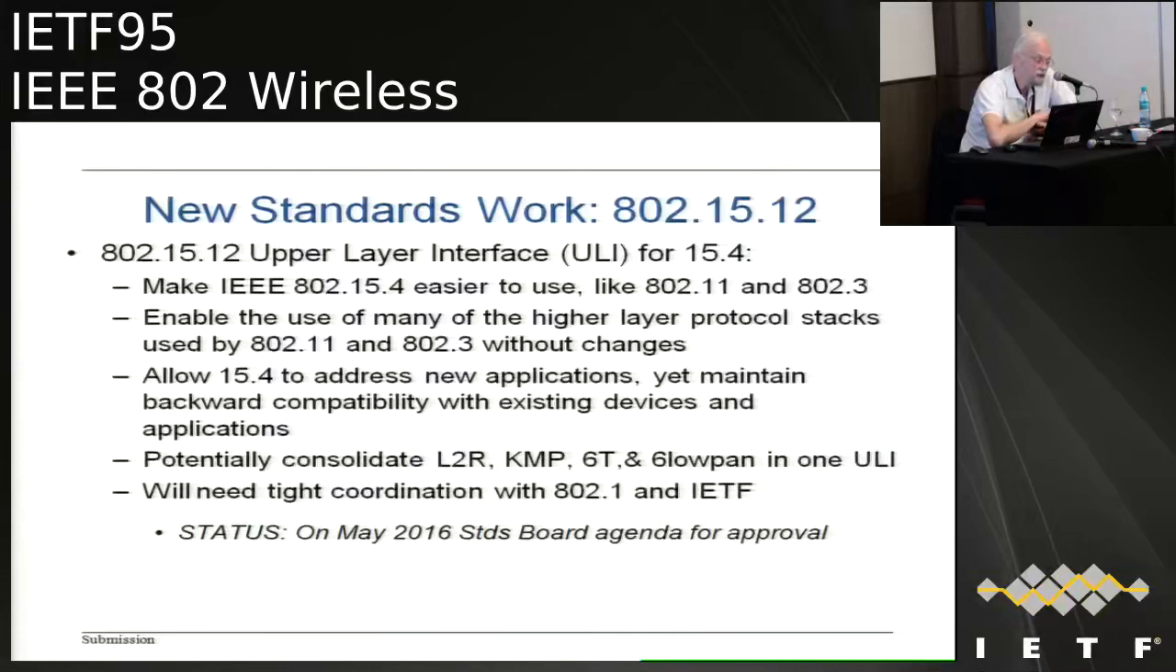In addition to this basic need for making 802.15 regular across all these MAC and PHY layers, we also want to make it easy to use layer 2 routing and KMP and 6TiSCH, and offer the facilities to 6TiSCH and 6LoWPAN. So we're looking to those groups in the IETF essentially as customers, and they're well aware of this work.